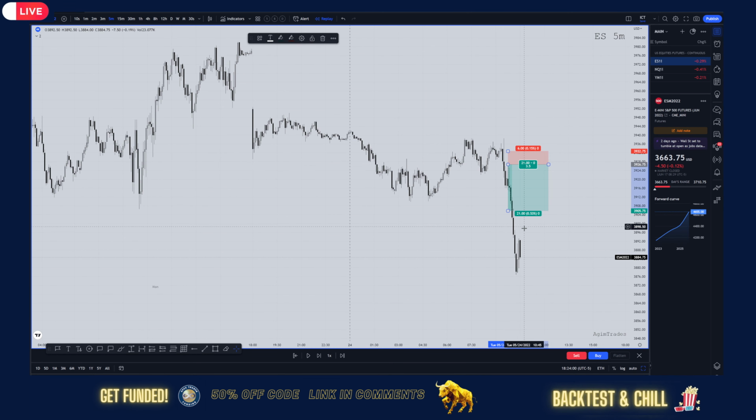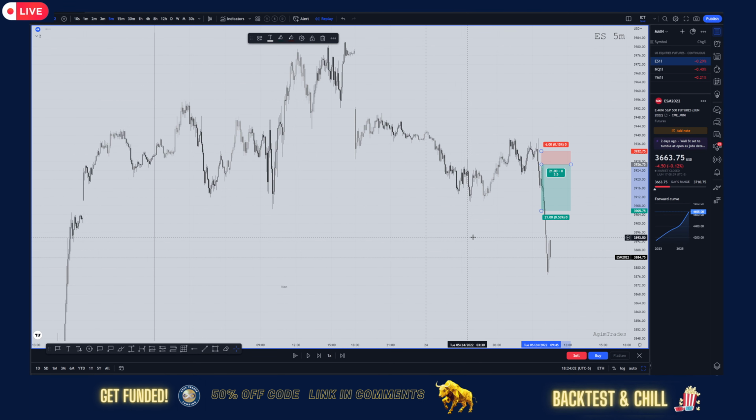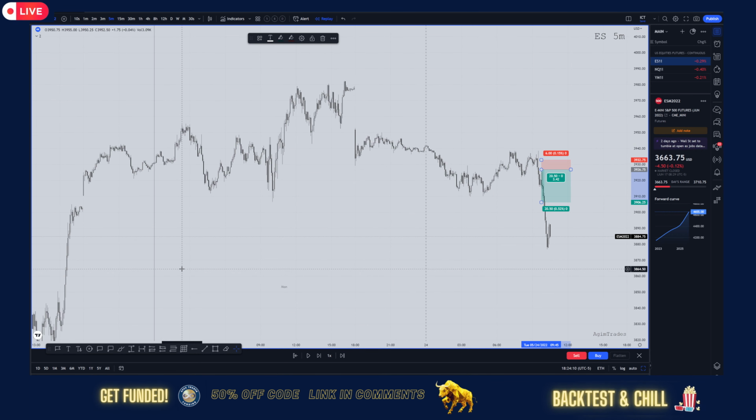So a 6-point stop is not bad, especially when your targets are 21, that's 3.5 R, and then I take a partial here, and there's probably going to be some volume imbalances in here that I would use, like there's one right here. And then there was a consequent encroachment number, which I bet you comes into play.